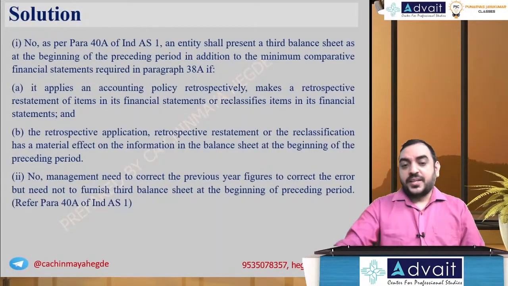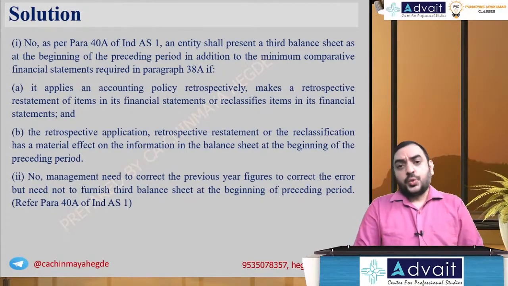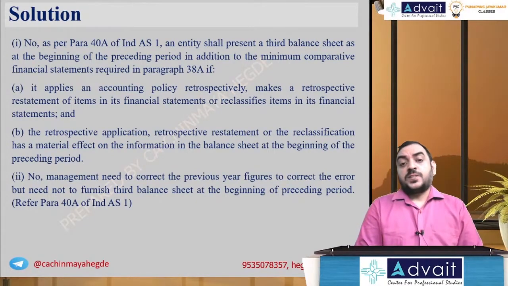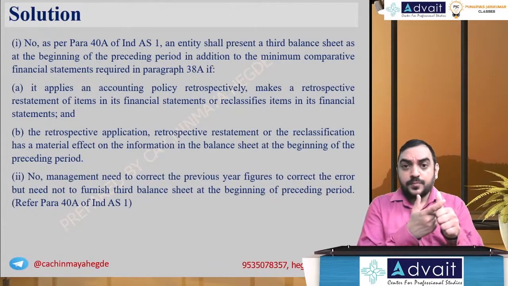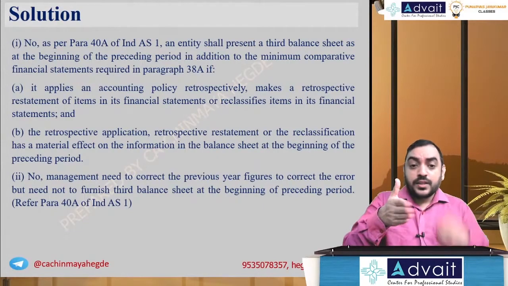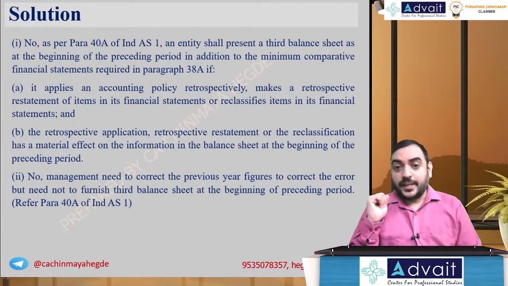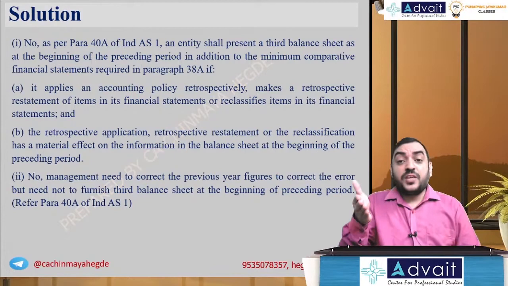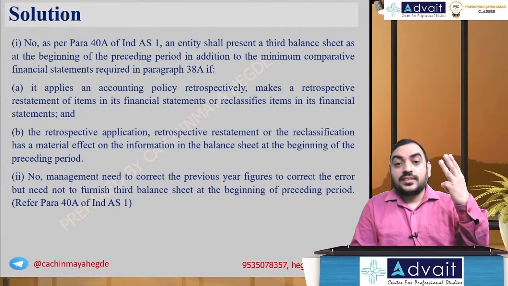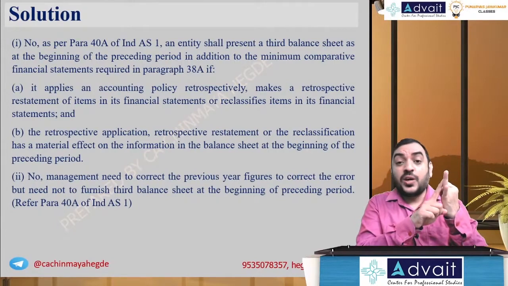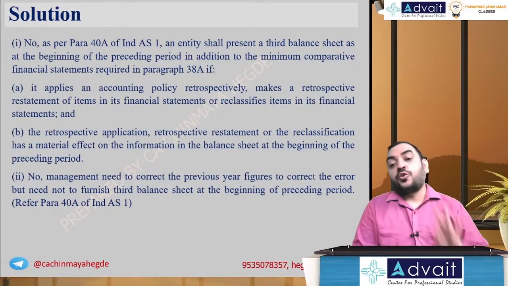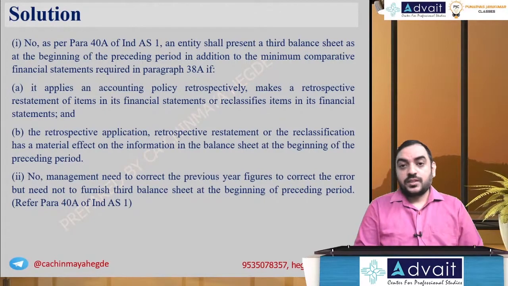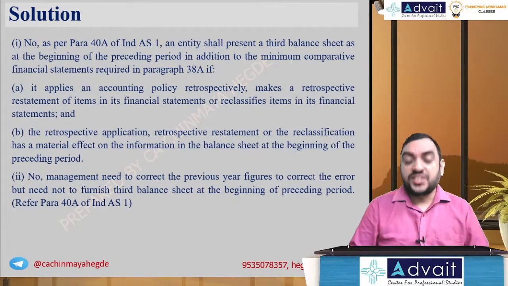Okay. So what is happening here? In certain situations, you have to provide third financial statements. We always provide current year, for example, 31st March 2021, then comparative 31st March 2020. But in certain cases, you have to provide the beginning of the previous year, three financial statements: 31/3/2021, 31/3/2020, beginning of previous year 1/4/2019, so that the impact can be understood clearly by investors, stakeholders. What are those situations?